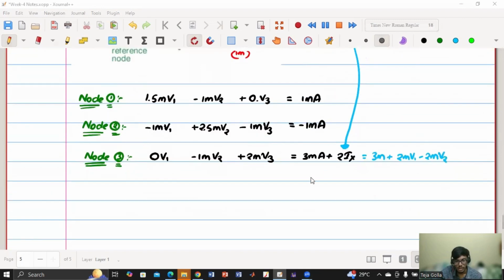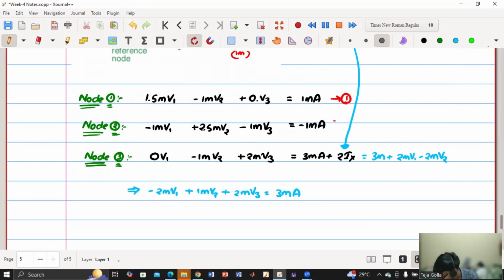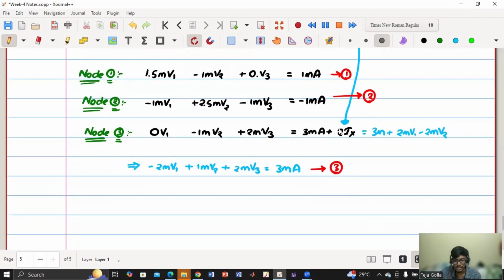Okay, sir. So now I'll just manipulate this and I'll write in a different way. So I'll be getting minus 2 milli V1 plus 1 milli V2 plus 2 milli V3 is equal to 3 milliampere. So now we have equation 1, equation 2, equation 3. These are my new three equations using which I have to get the matrix expression. Is that okay? We got these three modified equations. Fine.